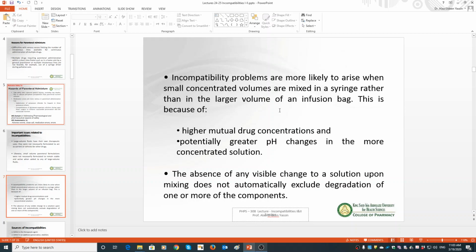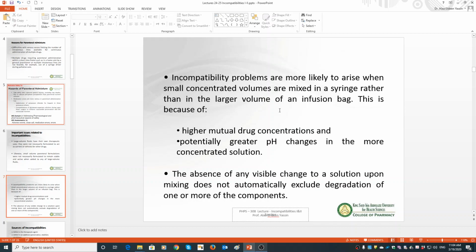So generally, the high potential for incompatibility will be when you mix two small volumes together in one ampoule. So this should be avoided in clinical practice.